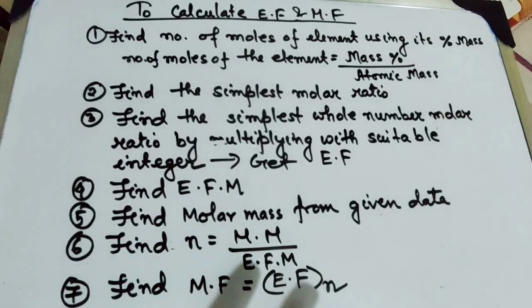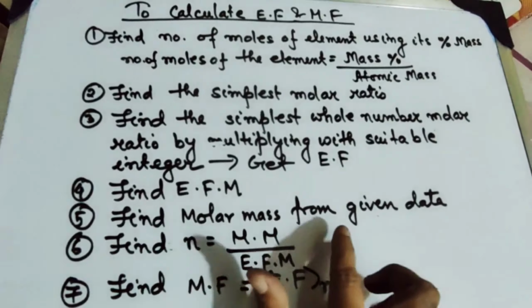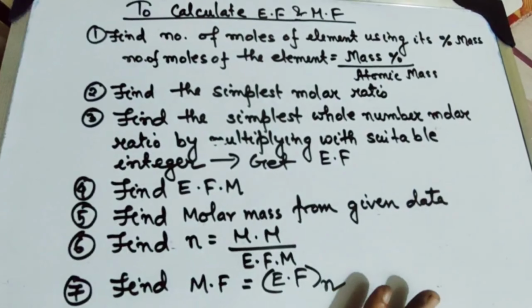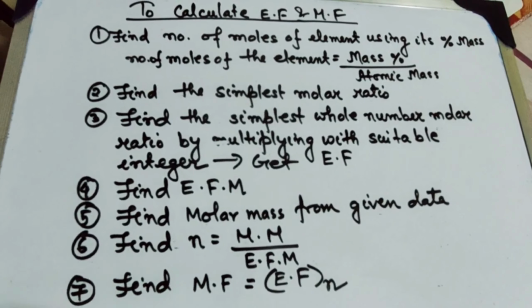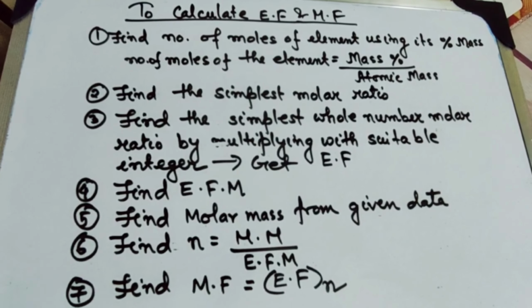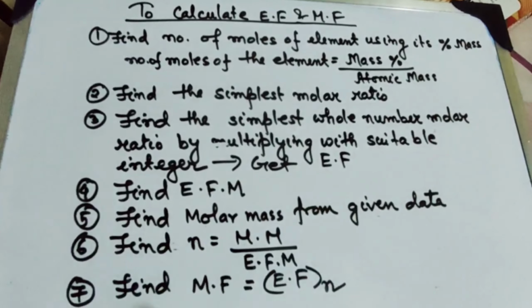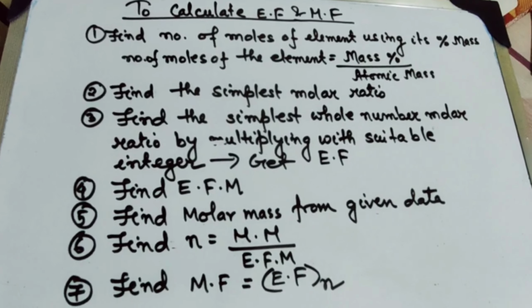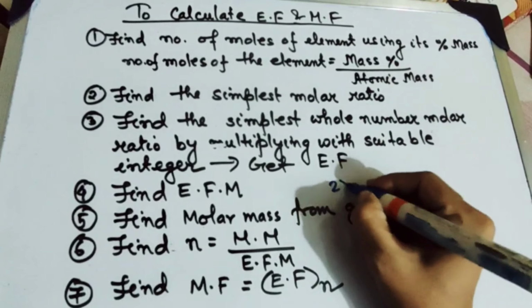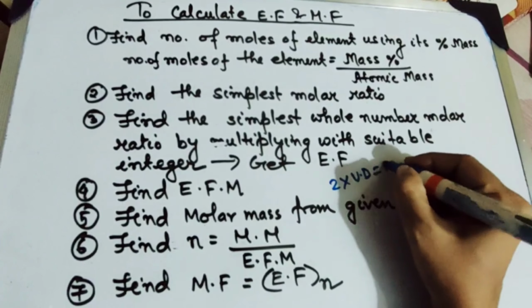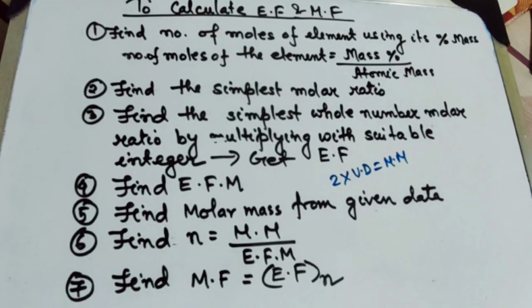and there will be something in your question from where you will get the molar mass of the compound. Maybe directly the molar mass is given, or any information related to molar volume or molar anything from where you will get the molar mass. Or vapor density also may be given. That is also an important thing. 2 into vapor density will give you the molar mass. This relation may also be given.